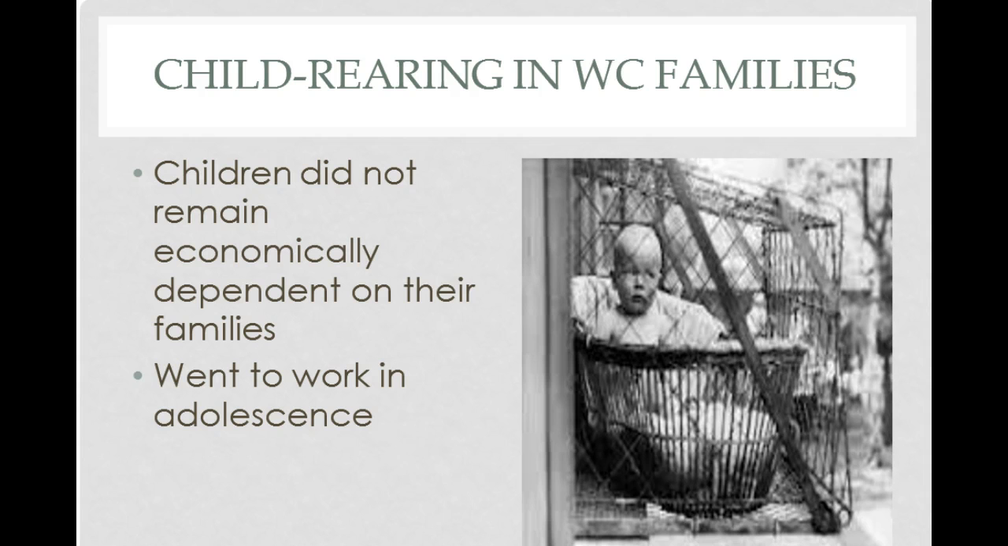So let's talk about child rearing in working class families. It is different. Unlike middle class kids, working class children did not remain under their parents' diligence up to the time of marriage. Working class kiddos had to go out and work. They provided part of the income, which means it's kind of like, I'm not under your roof, you don't have a say over me. That's a working class kid.